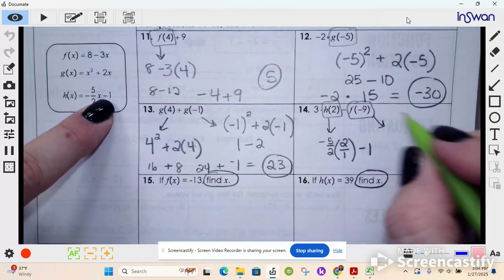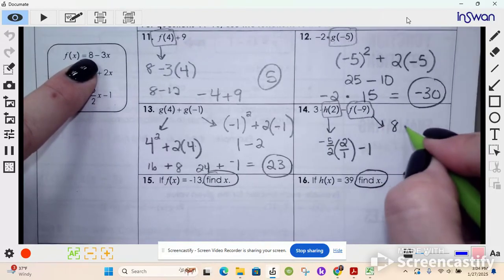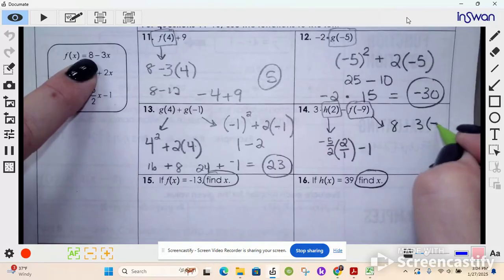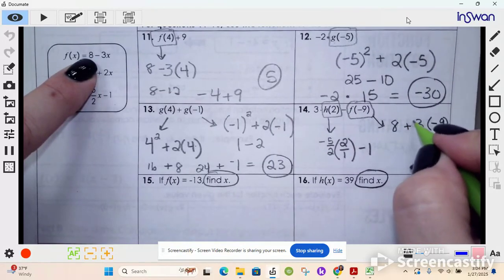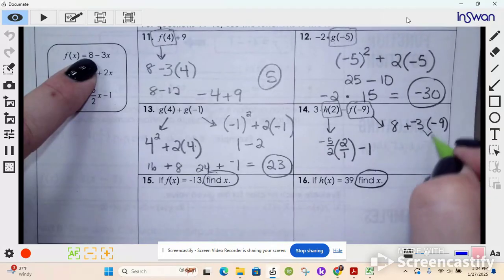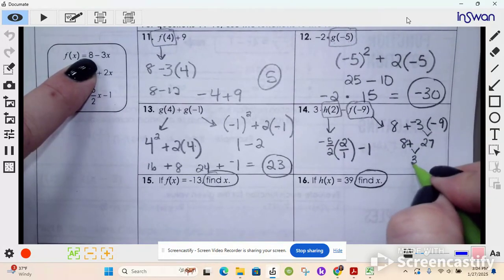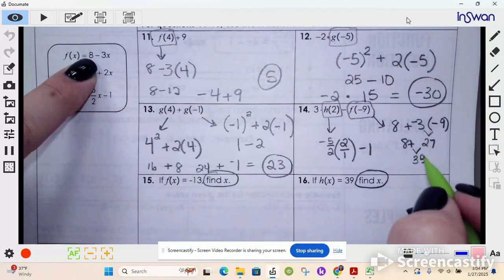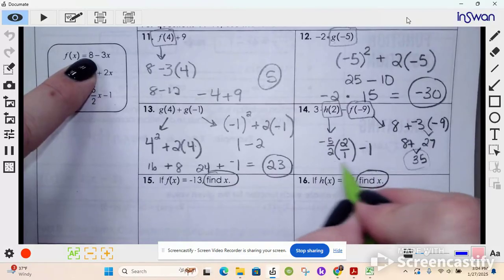Now over here, we're going to do f of negative 9. So here's f. 8 minus 3. Replace the input of x with negative 9. So we have a multiply here. Remember, this would be a negative 3, so that would be a positive 27 plus 8. That would be 35. All right, so we got this answer for our f of negative 9. We got to finish this guy.